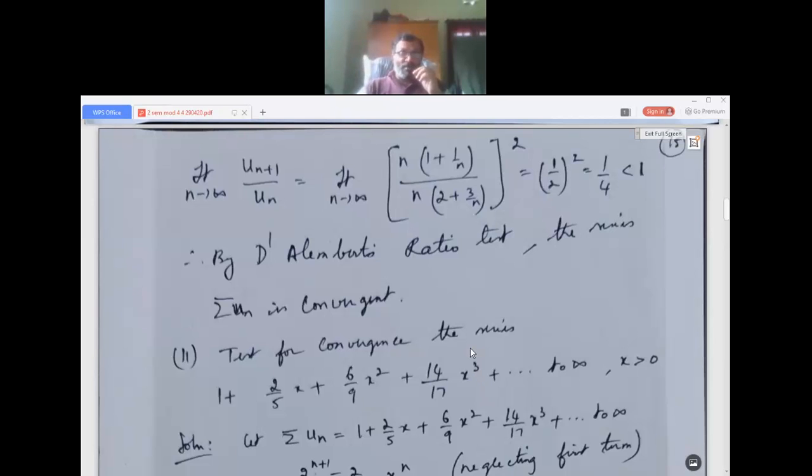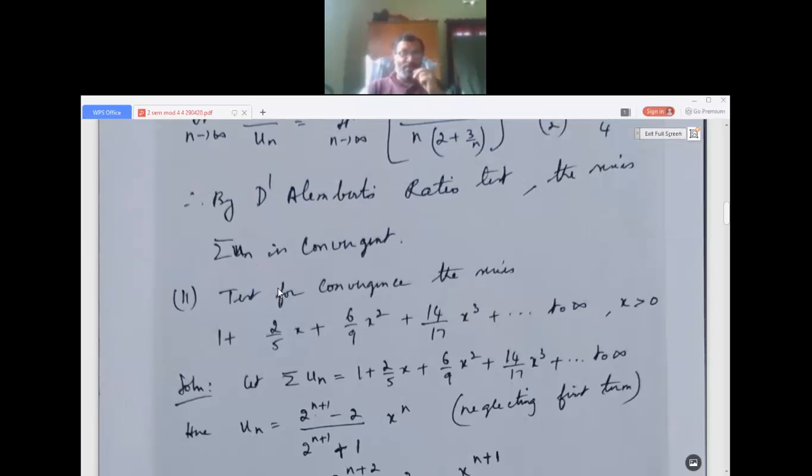So, test for convergence the series 1 plus 2 by 5x plus 6 by 9x squared plus 14 by 17x cubed plus etc. to infinity. Here x is greater than 0. Now here, let sigma un be equal to these terms: 1 plus 2 by 5x plus 6 by 9x squared plus 14 by 17x cubed etc. till infinity.